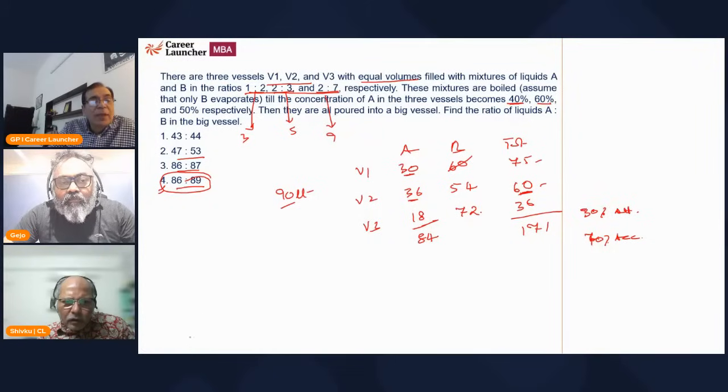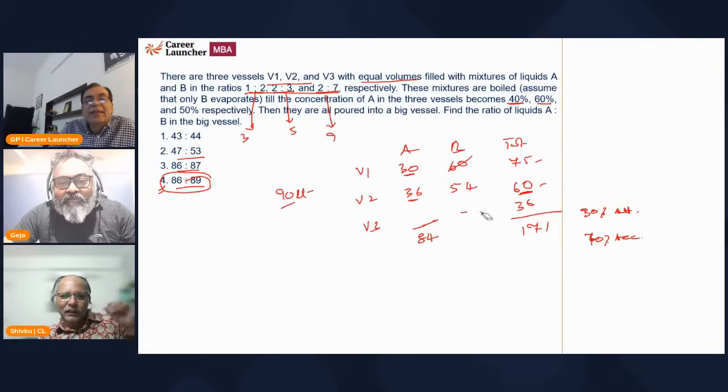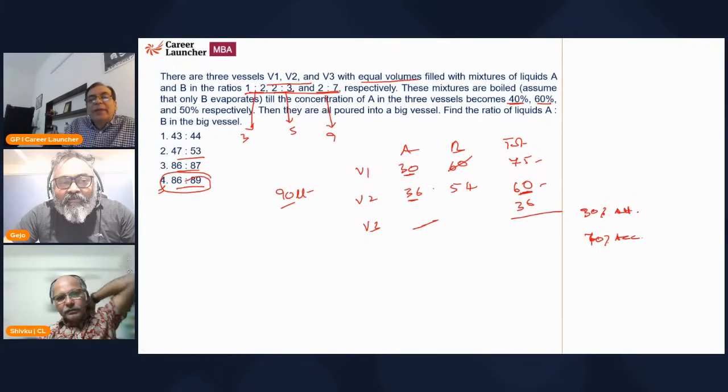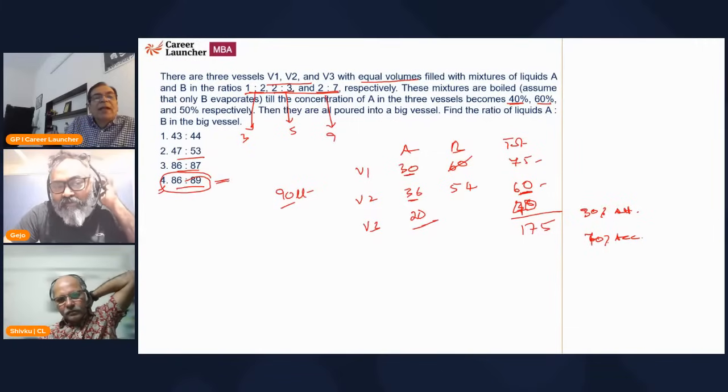अरे यार, शिवकू में गलती दिख गई मुझे अपनी. वॉल्यूम 3. हाँ, हाँ, वॉल्यूम 3 वाला गलत है. वही बोल रहा हूँ, कुछ तो गलती कर रहा हूँ. 8. 2/9 है ना, 20. करेक्ट. So this becomes 40. 175. So this is the only one which is adding up to 175.